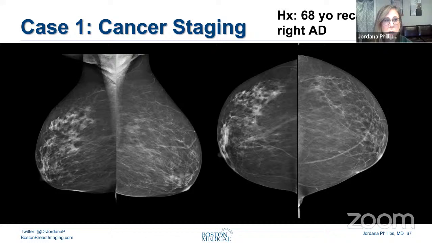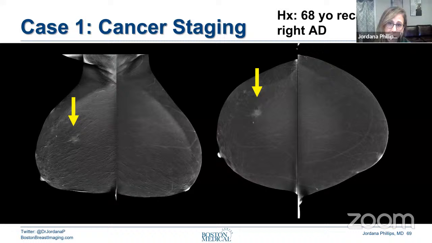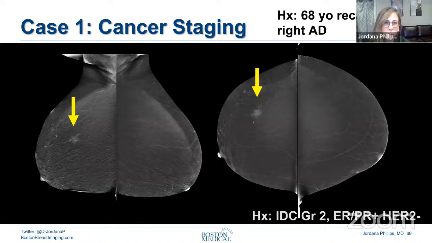So this is the first case, finally some pictures. This is a 68-year-old woman who was recalled for right breast architectural distortion. I'm not going to show you the tomo images. You can see the distortion here marked by the yellow arrow. When we do the recombined images, you can see that there is a discrete mass here. And so this contrast mammo allowed us to both characterize the finding and also delineate extent. And that's really one of the beautiful things about this imaging modality. It allows us to do both right at the time of the diagnostic exam. You can also do this after biopsy. So this was a grade 2 hormone receptor positive breast cancer.